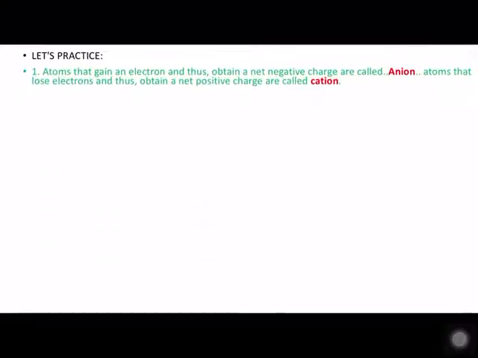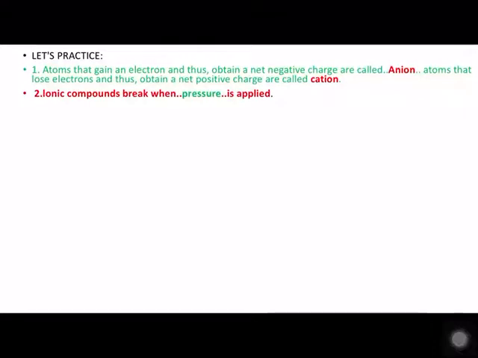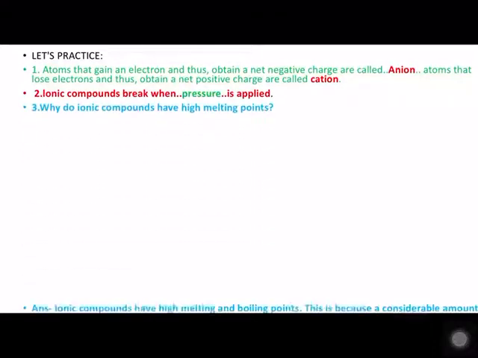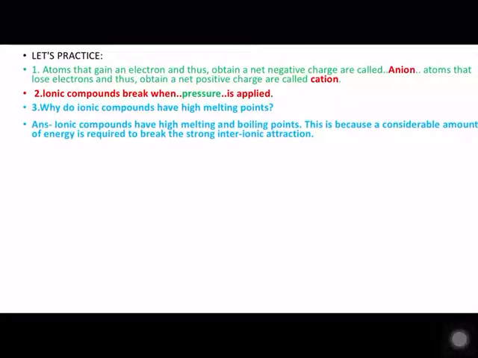First, an atom that gains electrons and thus obtains a negative charge is called an anion. An atom that loses electrons and thus obtains a net positive charge is called a cation. Ionic compounds break when pressure is applied. Why do ionic compounds have a high melting point? An ionic compound has a high melting point because a considerable amount of energy is required to break the strong inter-ionic interaction.